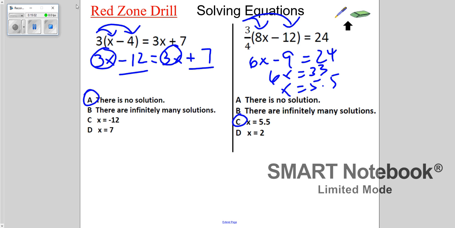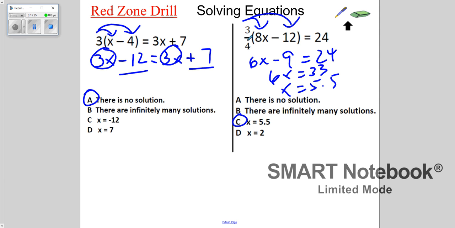All right, so the first one, once you do the distributive property, you notice that both sides have a 3x, but they have different constants. One side has a minus 12, one side has a plus 7, no solution. The second one, pretty straightforward, distributive property, then it's a two-step equation. This is a 7th grade problem that you just happen to see again in 8th grade, and the same way you're going to see it again in 9th grade algebra.